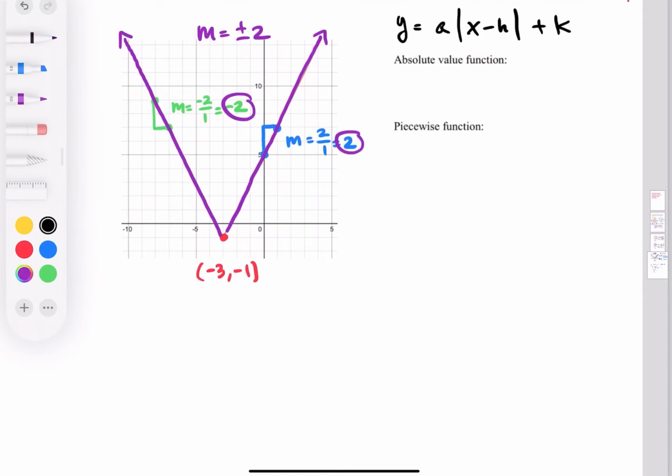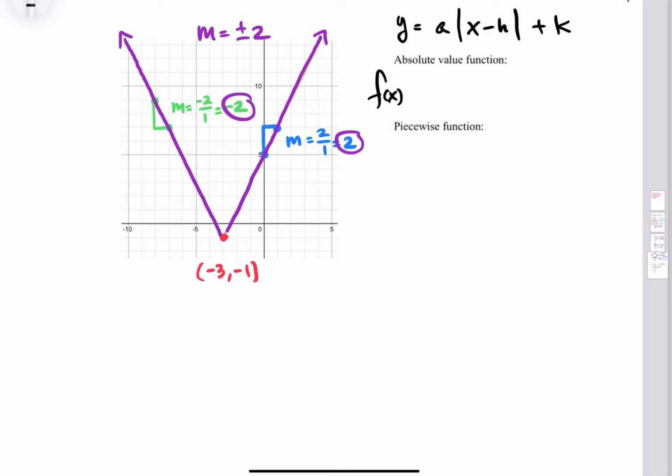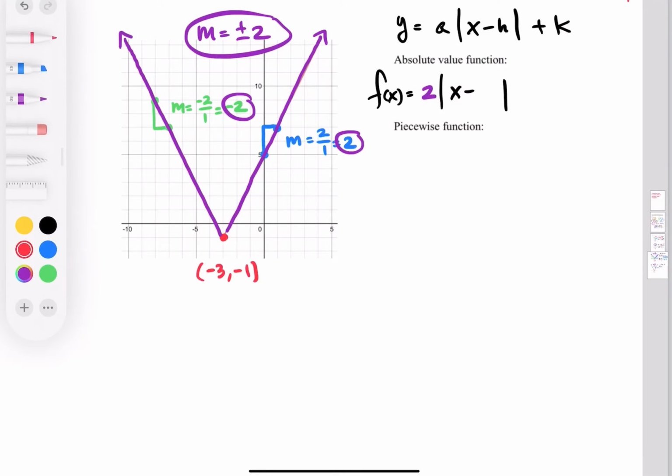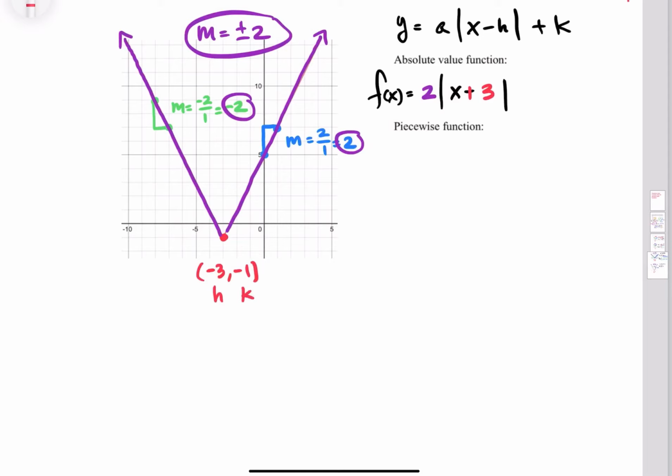All right, so let's go ahead and write it out in terms of a function. f of x is equal to our slope. Again, our slope is plus or minus 2, but we're just going to write down 2. And then we have our absolute value signs. We have x minus h, and h in this case is -3, so minus a negative becomes a positive, so plus 3. And then we have our k, which is -1. We're going to leave it like this because we don't have any zeros to simplify.